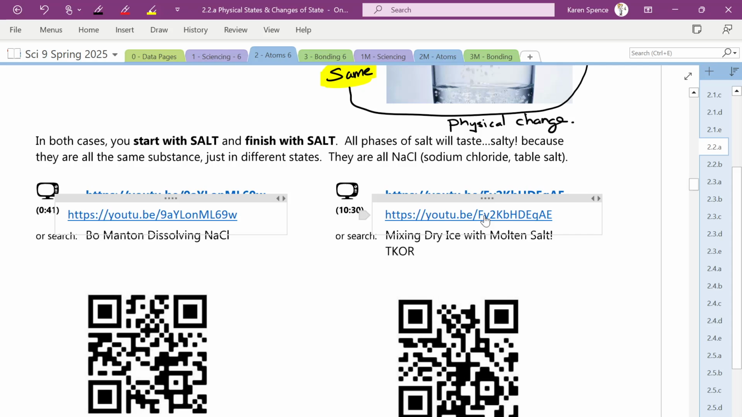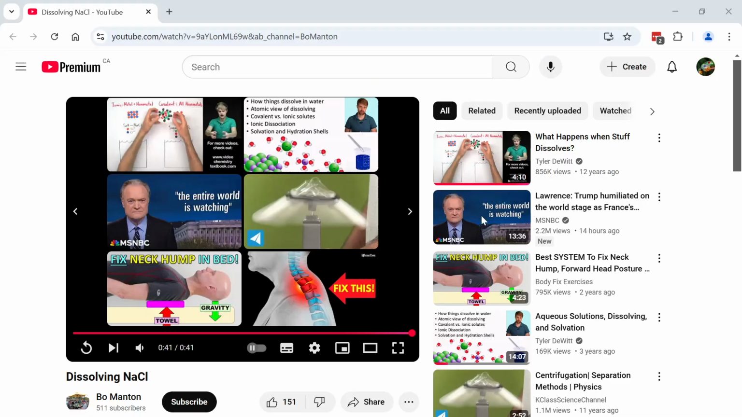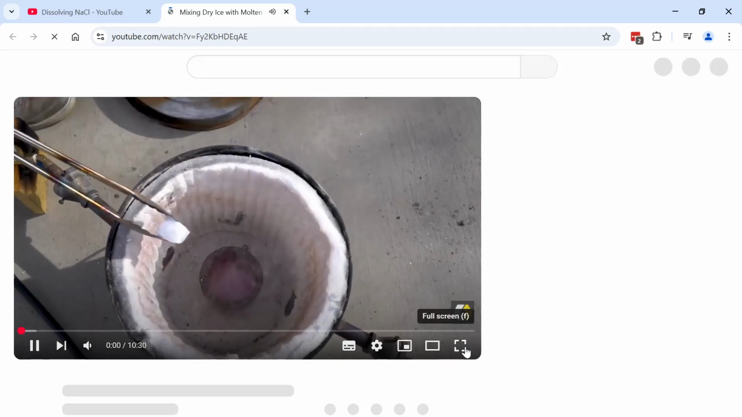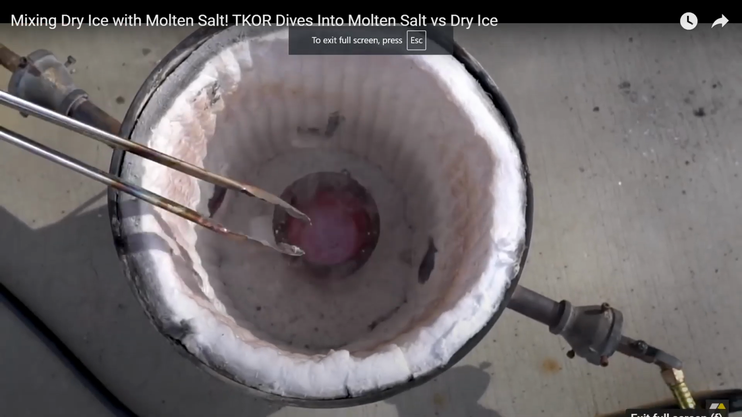Mixing dry ice with molten salt. 3, 2, 1. Oh dear.